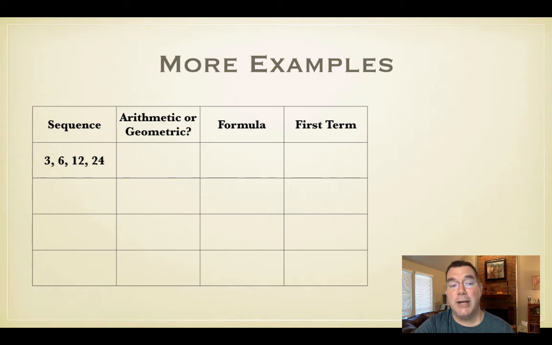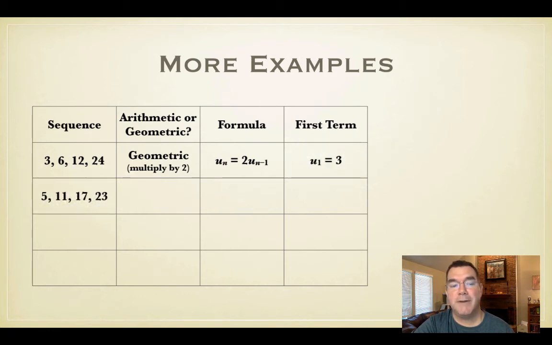And after some thought, it looks like I am multiplying by the same number over and over again. That makes the sequence geometric because I'm multiplying by 2. So the formula is going to be each term is 2 times the previous term. So I write that as un equals 2 times un minus 1. And the first term is obviously 3. That's the first term in the sequence.